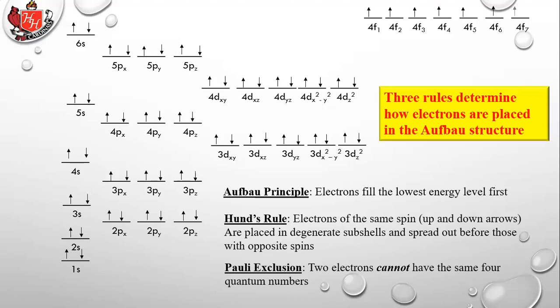Notice I didn't give them their formal names there. I just called it 4f1, 4f2, 4f3. You don't need to know those names. It's too much information. And then we do down, down, down, down, down, down, down, and we have 14 electrons in the 4f orbital, and that's as far as we're going to take this. So again, just learn that order, understand how you place them, and that's all you need to know for this.